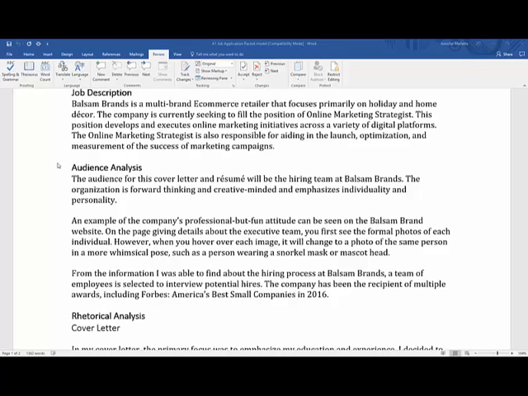And so she says an example, the company's professional but fun attitude can be seen on the Boston Brands website. On the page giving details about the executive team, you see formal photos of each person, but then when you hover over each image, it will change to a photo of that same person in a more whimsical pose, such as a person wearing a snorkel or a mask or a mascot head. That's how she knows. So she's analyzing the audience here. And then she talks about the hiring process, that there's a team, and so on and so forth.